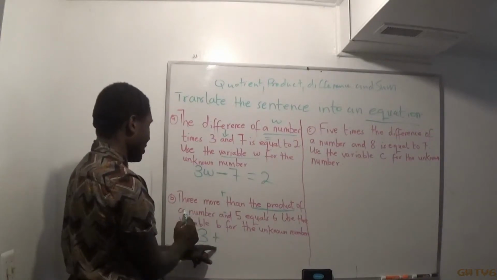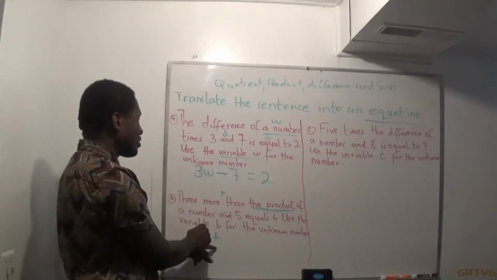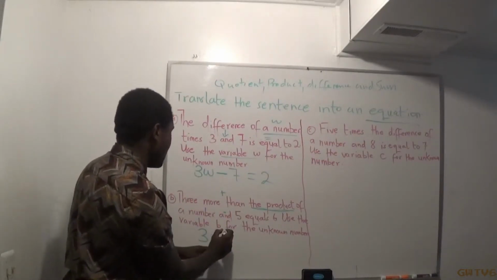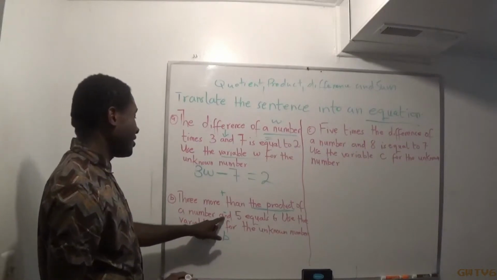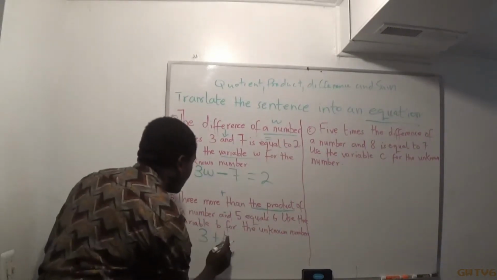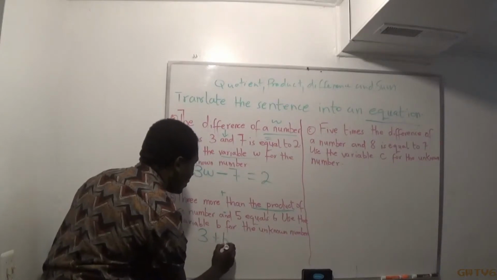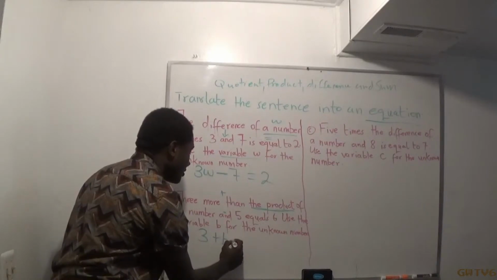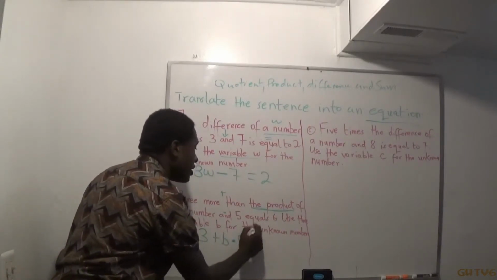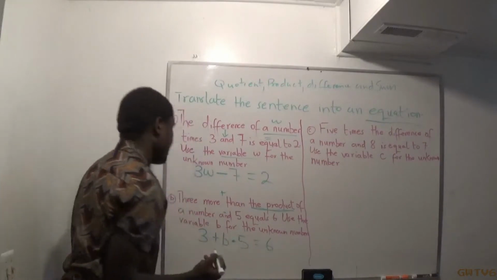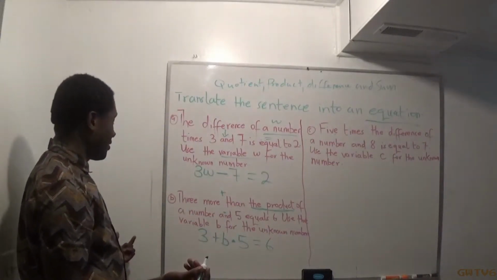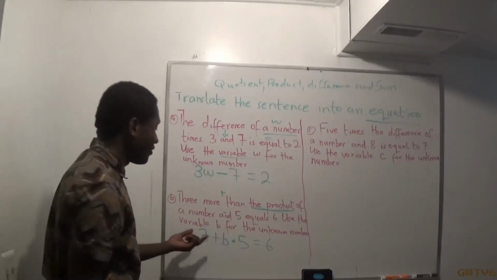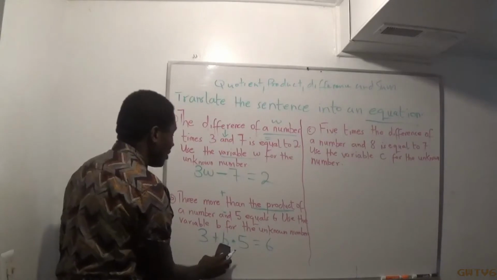So 3 more than a number, and I'm being asked to use the variable b for that number. So 3 more than a number, which is b, and I'm replacing product with "and". So let me write my b. Well, so I'm replacing product with the "and". So now I'm going to put times 5 equals 6. And that's it. But b times 5 is 5b. So instead of having b times 5, I know it's 5b. So let me just change that to 5b.